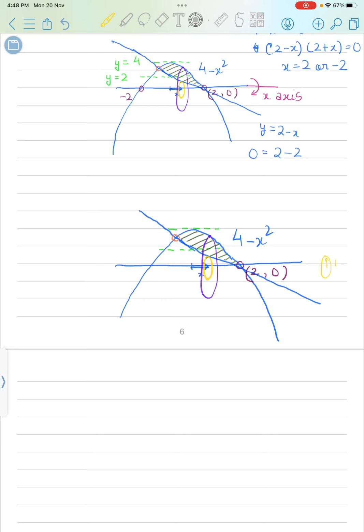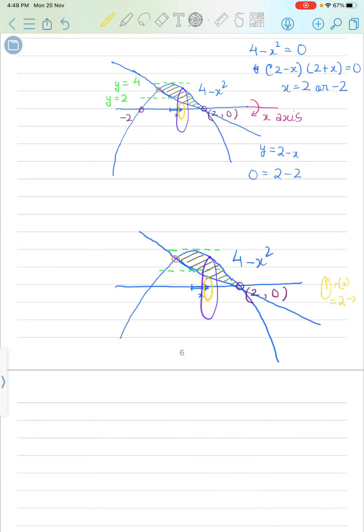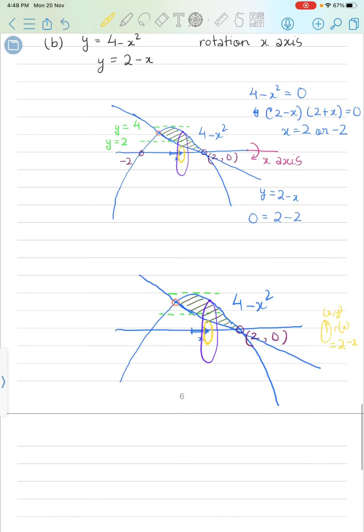this has radius, let's say small rx. Then this small rx is actually what? This is actually 2 minus x, because this point is lying on that line and we are at x, and that line has the point (x, y). If this is y, then this is (x, y), then y satisfies y is equal to 2 minus x. Okay, because that's how the line is.